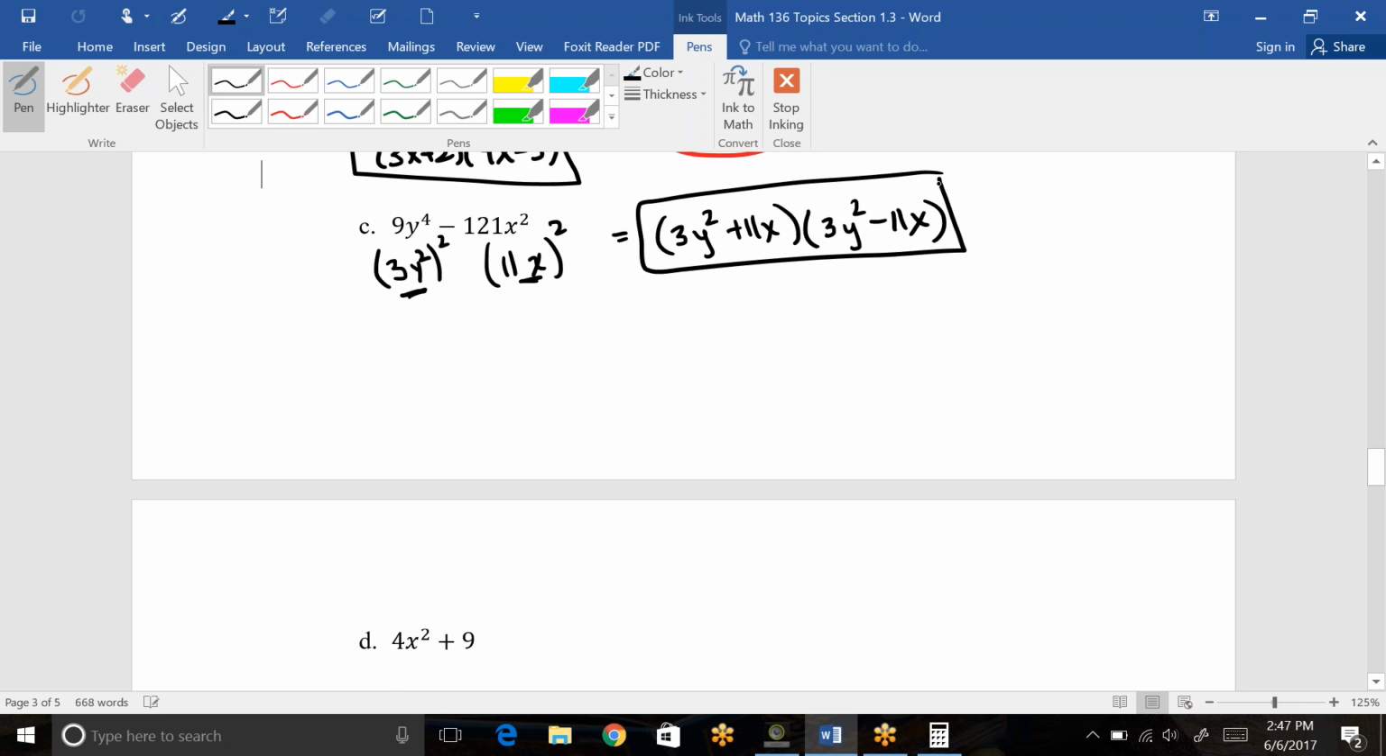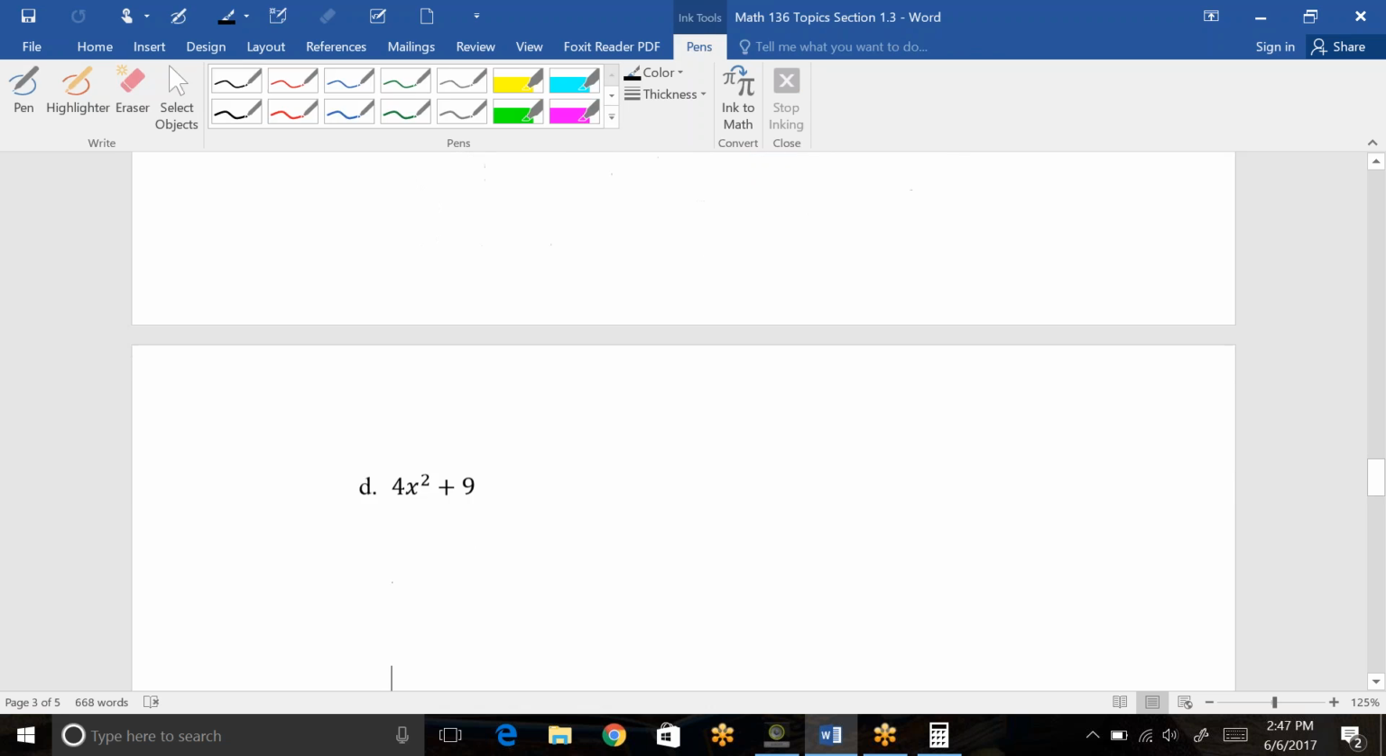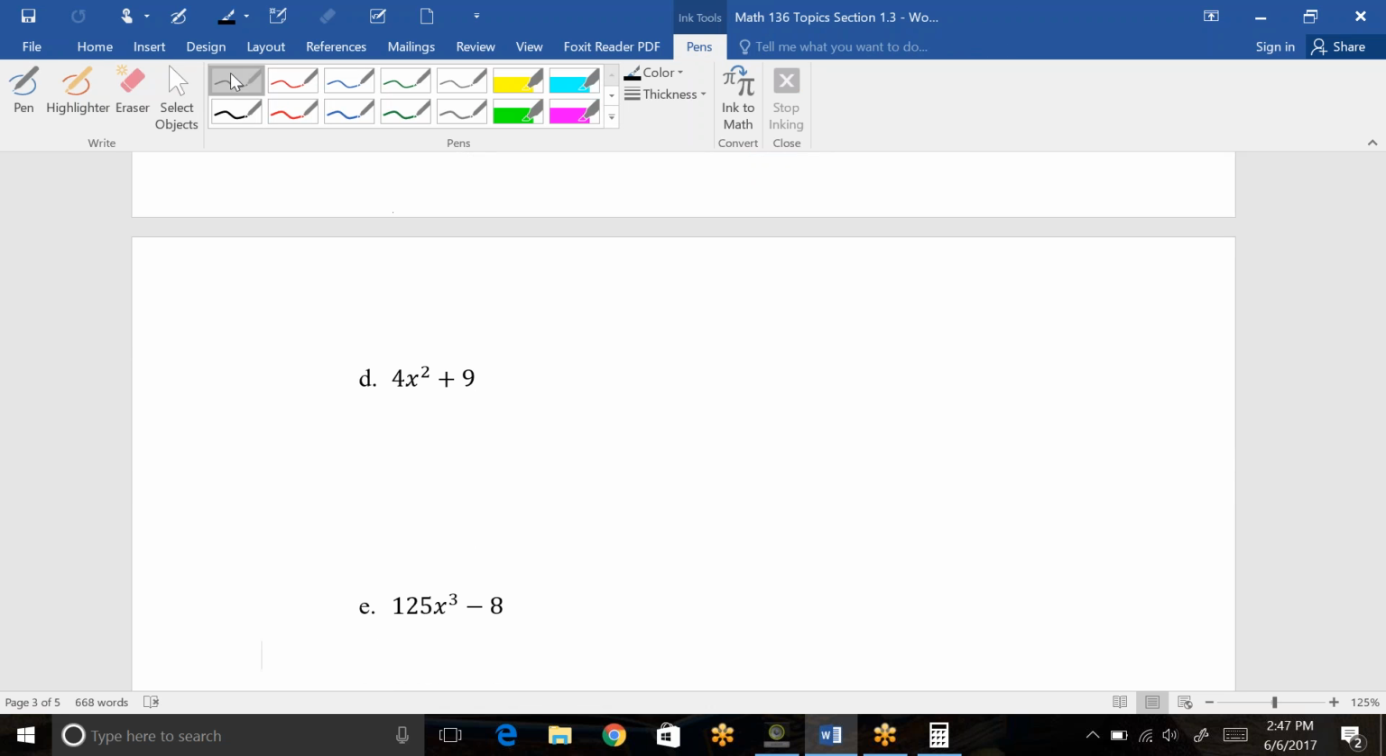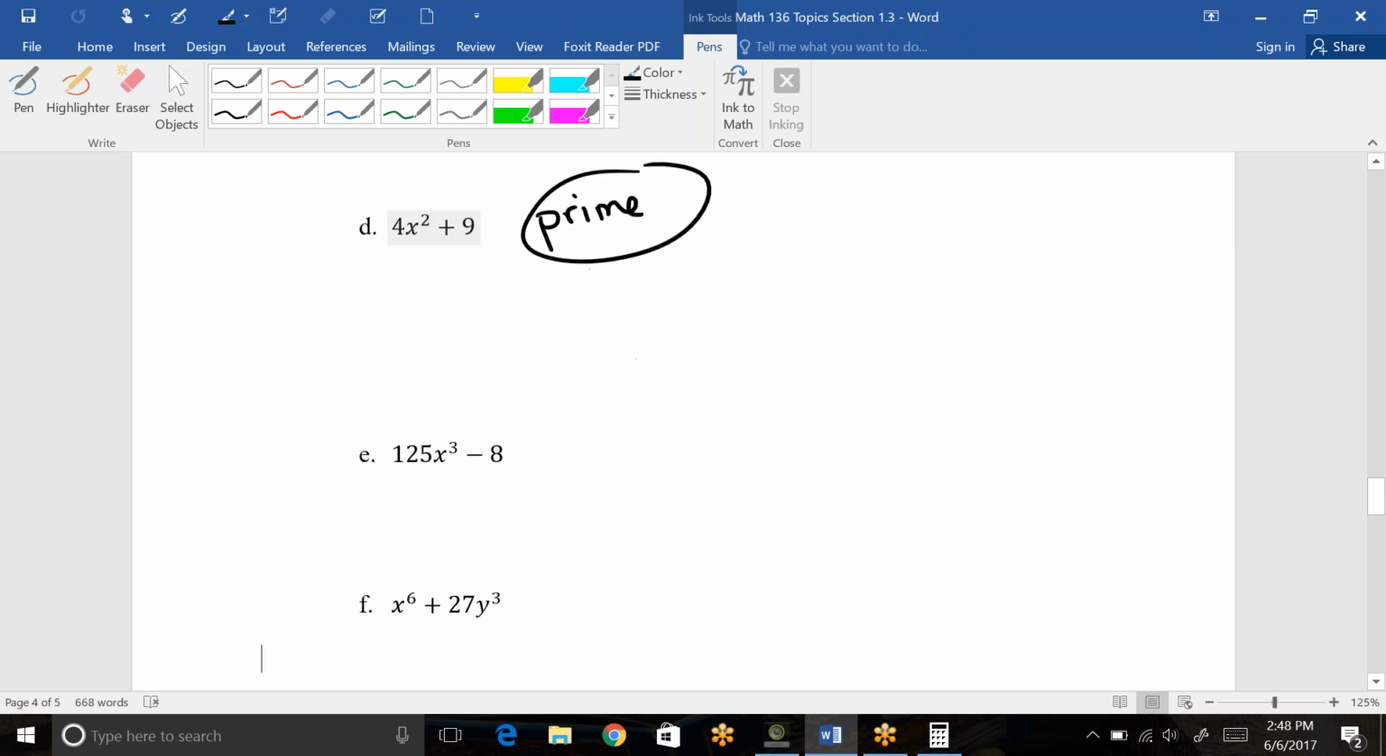And that is it. When you look at D, it looks like perfect squares, but there's a plus sign between the two things. So remember, we don't do that. This is considered to be prime as long as there's no GCF to pull out, which there is not.